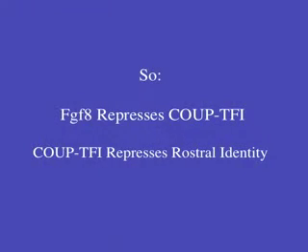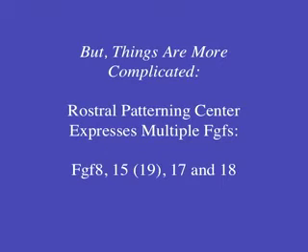So FGF-8 represses COUP-TFI, and COUP-TFI represses rostral identity. Let's try to remember some of these relatively simple relationships, because things get more complicated, and there is more than one FGF in the rostral patterning center. There's FGF-15, 17, and 18, in addition to FGF-8. And to make things a little bit more complicated, in humans, FGF-15 is called FGF-19, and I can't explain what happened with that nomenclature glitch.